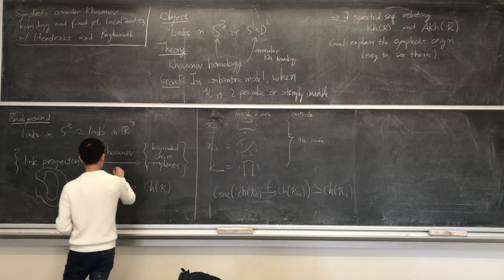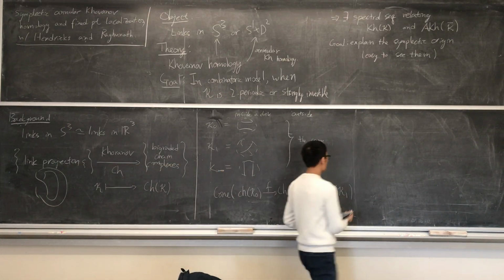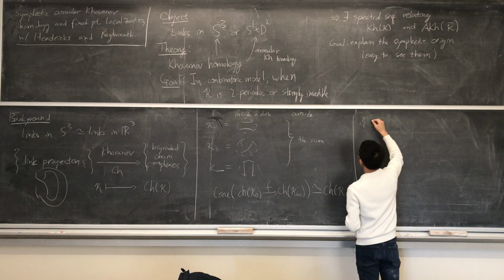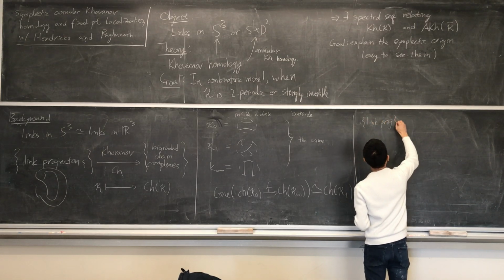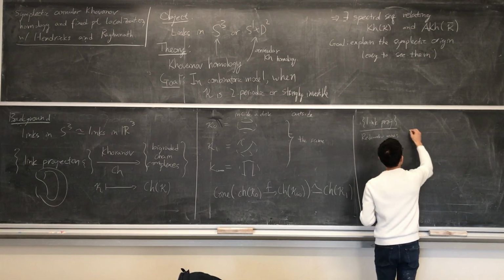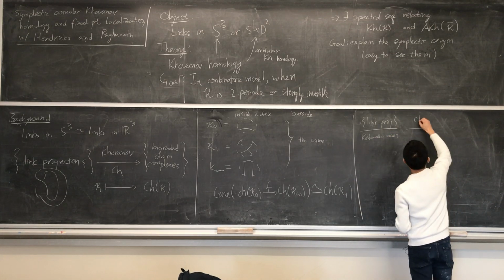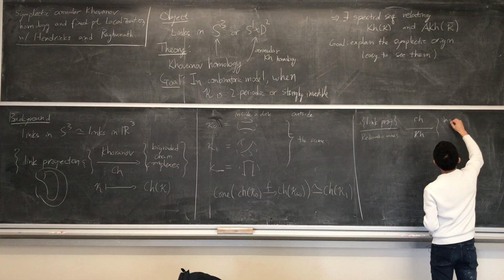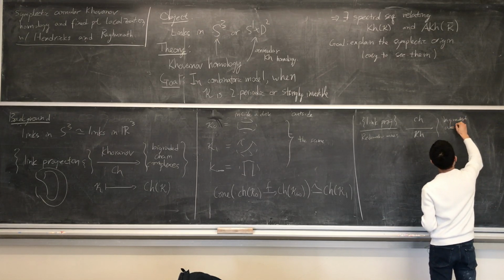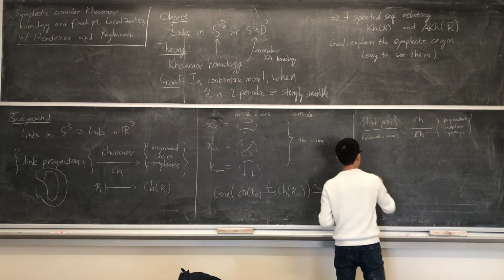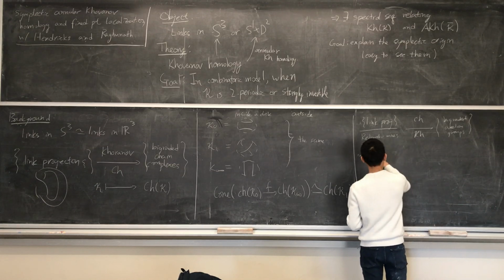Khovanov defined something like this. And then it turns out that if you consider link projections modulo Reidemeister moves, then that functor will descend to a bigraded abelian group.